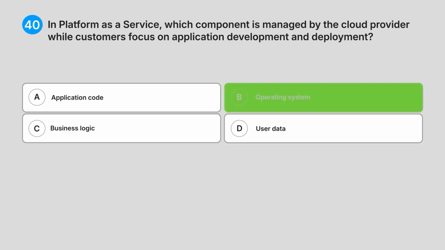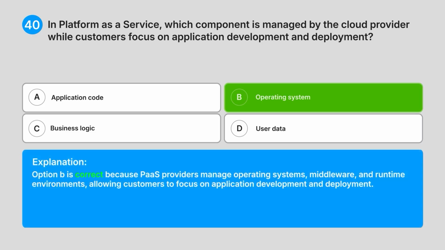Correct answer, B. Operating system. Explanation: option B is correct because PaaS providers manage operating systems, middleware, and runtime environments, allowing customers to focus on application development and deployment.